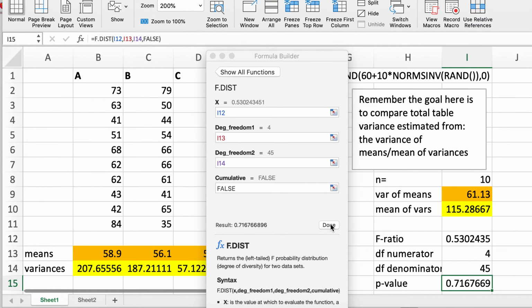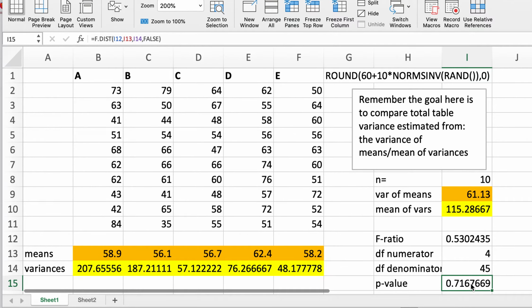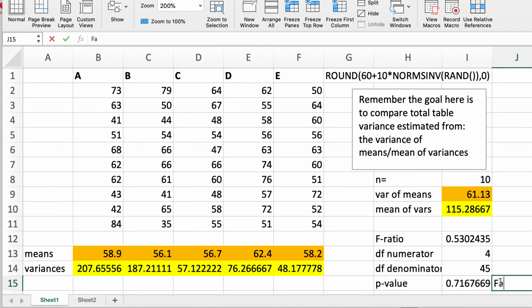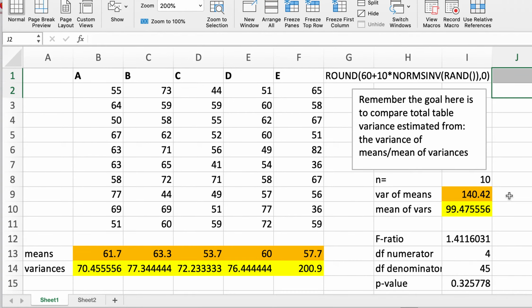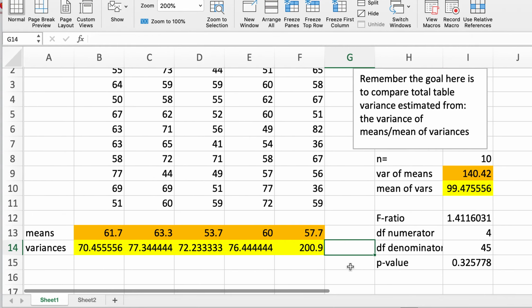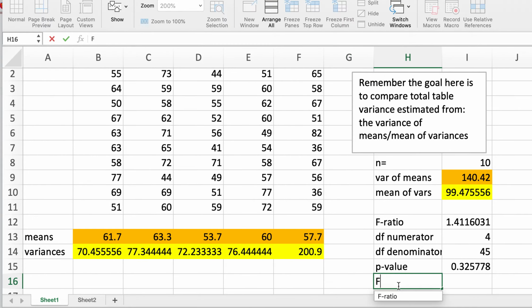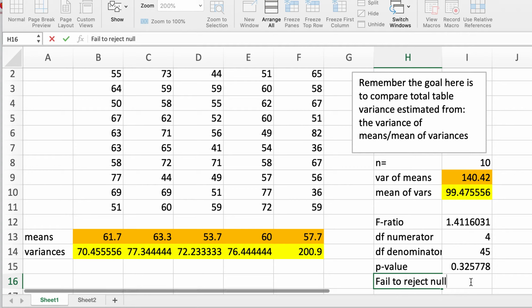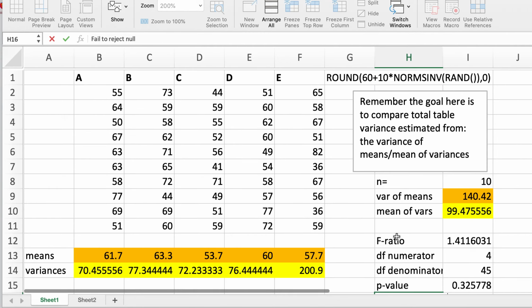That's our result. Our result says that for this particular data set, the p-value is 0.7, so it's much greater than 0.05, so we fail to reject the null. I don't think you'll be able to see that in my video, but that's okay. You can see it when I put it in here. Fail to reject the null. It's really that simple.